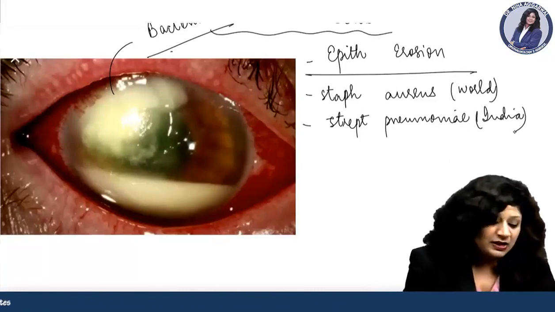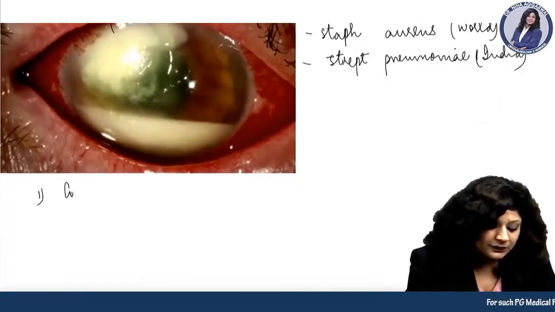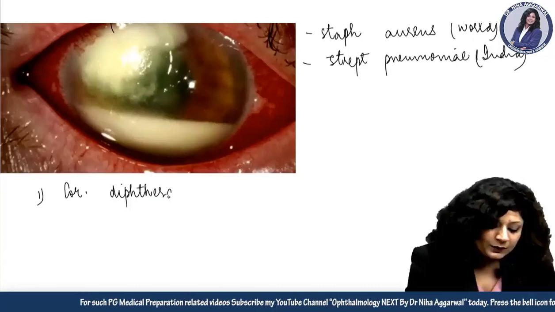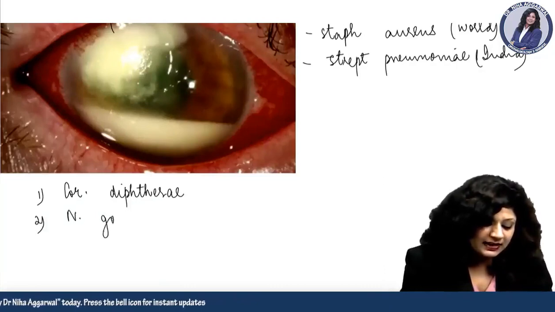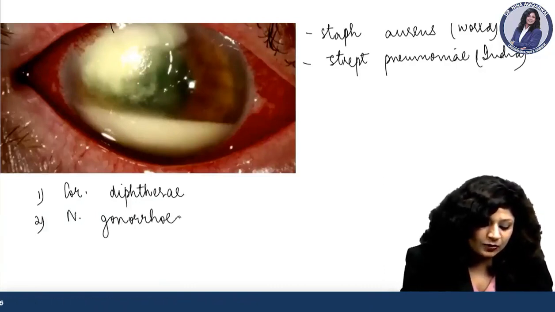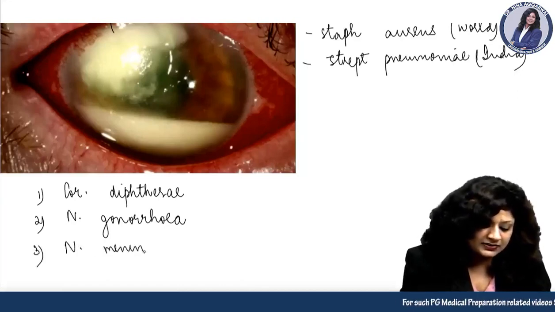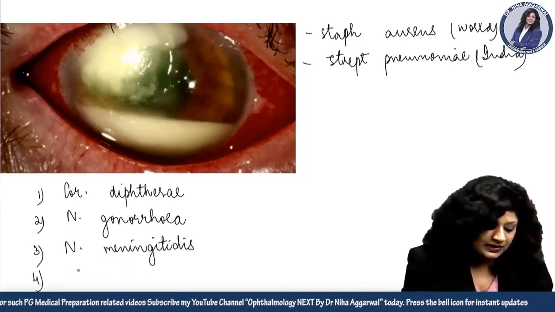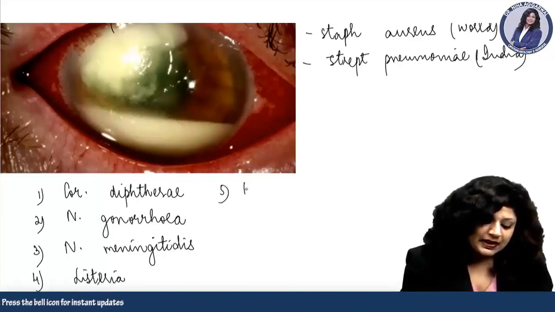Now let us see a list of bacteria which can invade the intact corneal epithelium. The first important bacterium is the Corynebacterium diphtheriae. The second is the Neisseria gonorrhoeae. The third important is the Neisseria meningitidis. Then the fourth one is the Listeria. And fifth is the H. influenzae. And finally, we have the Shigella.